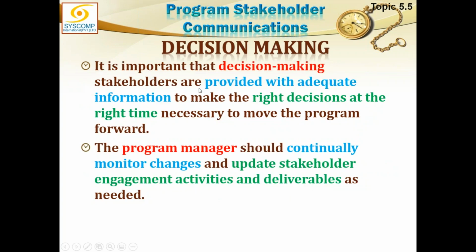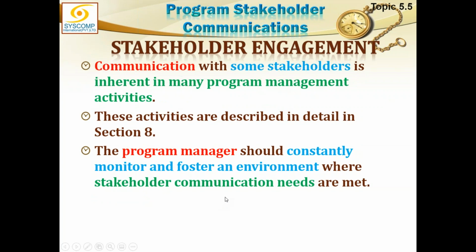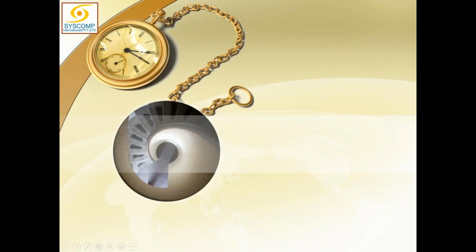Decision making stakeholders are provided with adequate information. Again, information is required and right decisions must be taken. The program manager should continually monitor changes and update stakeholder engagement activities. So this brings us to the end of this chapter. Now you can ask questions.